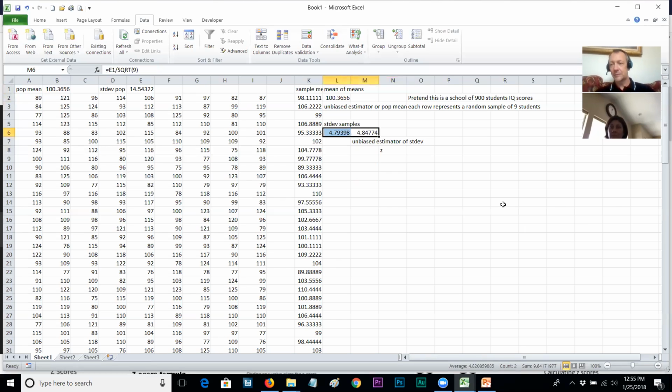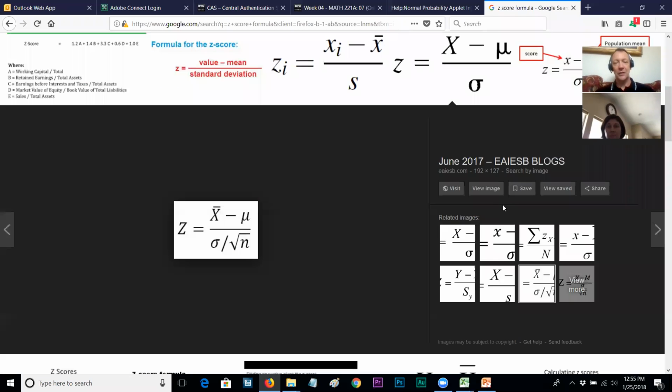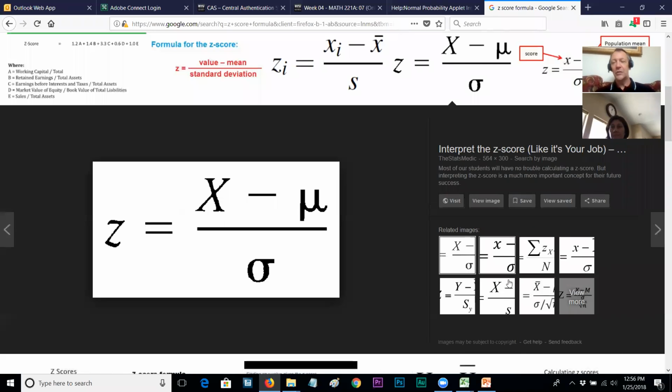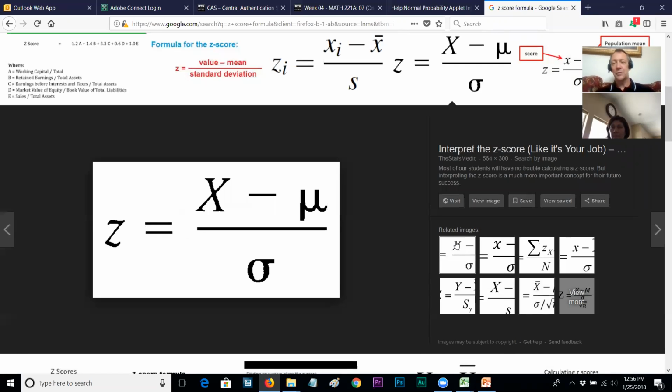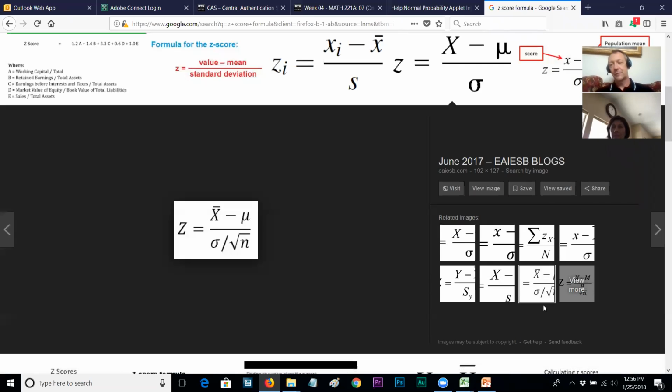Does that make sense? By using that formula. And so that's why in this formula, we divide by the square root of n, because it makes the denominator an unbiased estimator for the standard deviation of the mean. And so these two equations are related. When you're using samples, you use this one. When you're just using data, this one works.